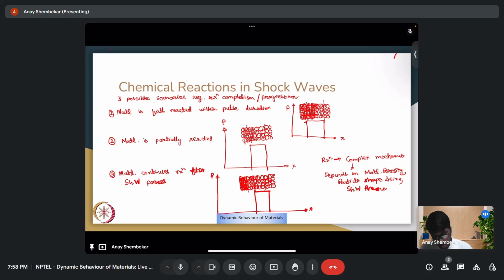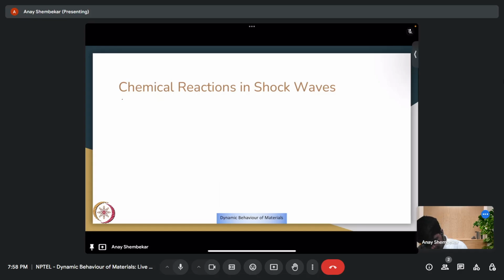Another aspect that we discussed was related to porous materials. So why are porous materials used? These are used in initiating reactions due to higher energy levels being reached.